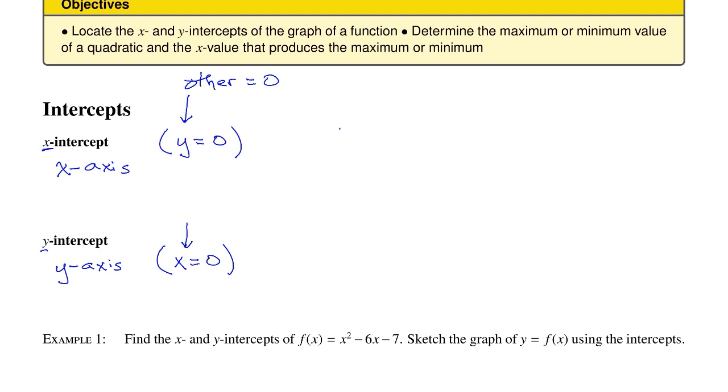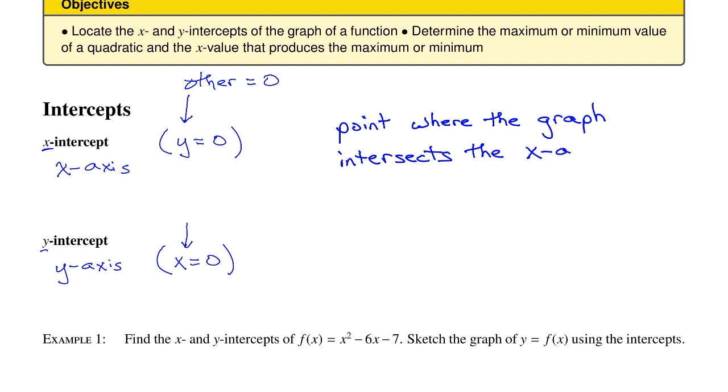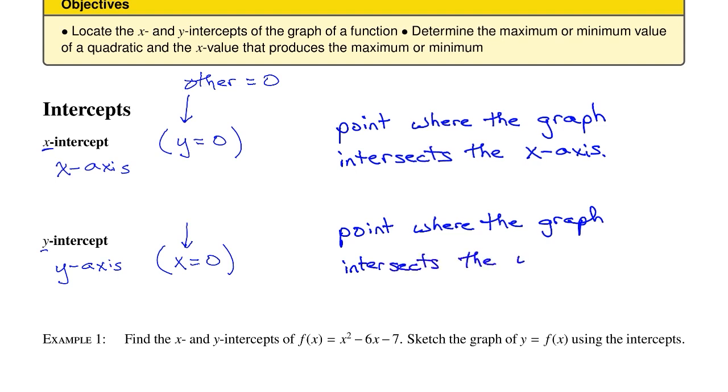So let's write out these definitions completely. The x-intercept is the point where the graph intersects the x-axis, and the y-intercept is the point where the graph intersects the y-axis. And both of these will be important in their own right when we start doing applications.